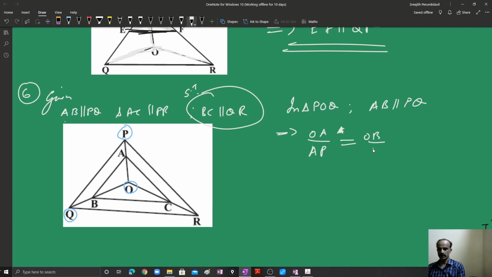OB divided by OQ. Sorry, not OQ, BQ. OB divided by BQ, relation number 1. What is the reason? By BPT.